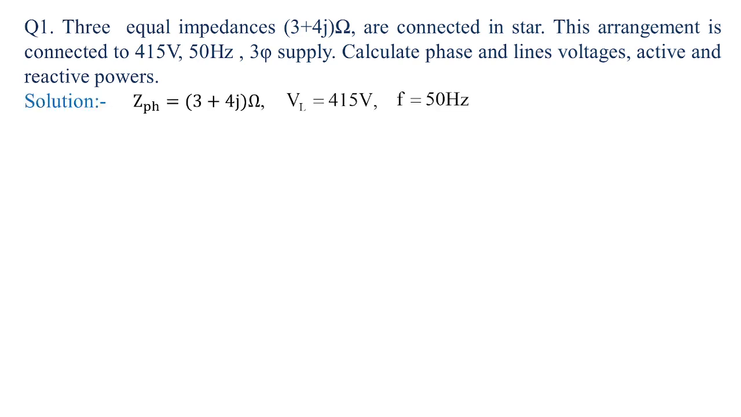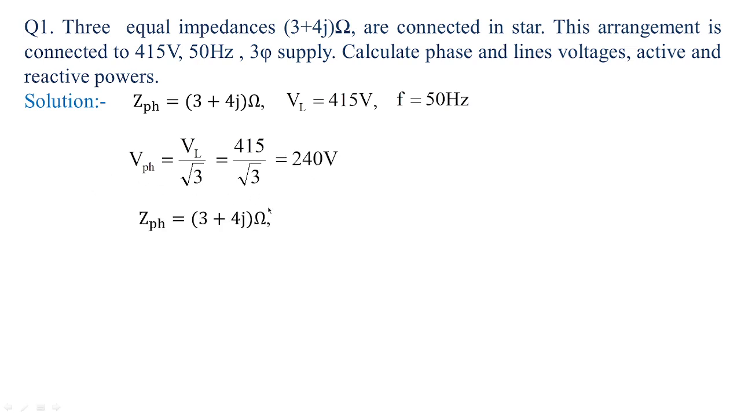First, take the data. The data is given as impedance, line voltage and frequency. We know that for the star connected load, V phase is equal to VL by root 3. So VL is given as 415, divided by root 3, gives you the value as 240 volts. So the phase voltage is obtained as 240 volts.